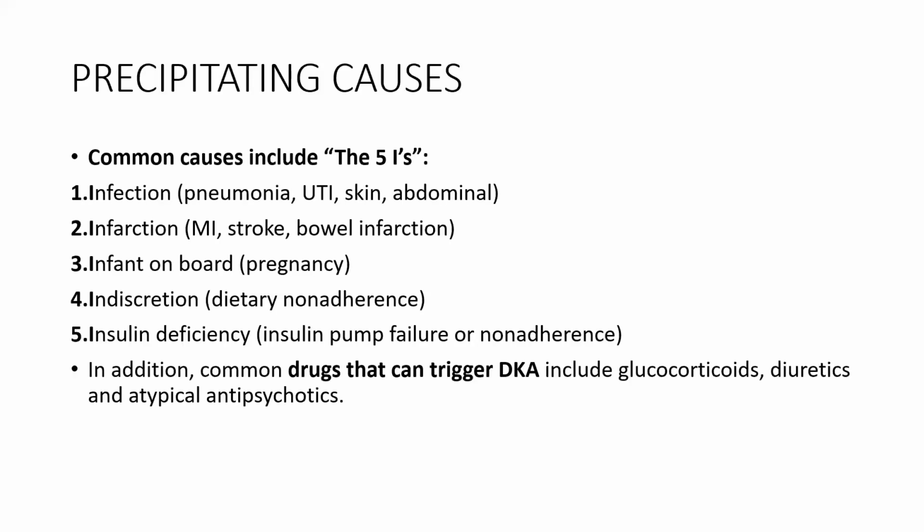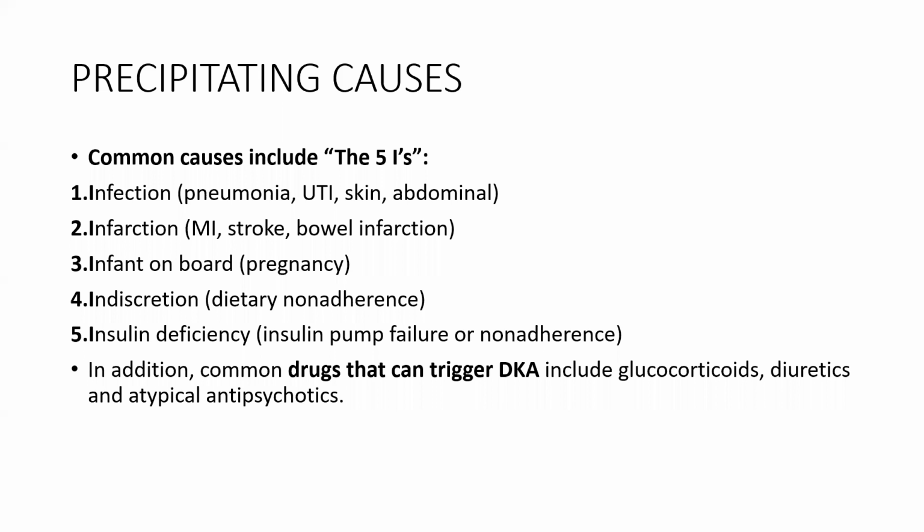So what are the precipitating causes of DKA? DKA usually comes with some precipitating causes. It wouldn't just come like that. So to make it a bit easier, we can just remember the common causes. We can remember them as the 5 I's. Number 1, infection, whereby it can be pneumonia, UTI, skin infection, or any abdominal infection.